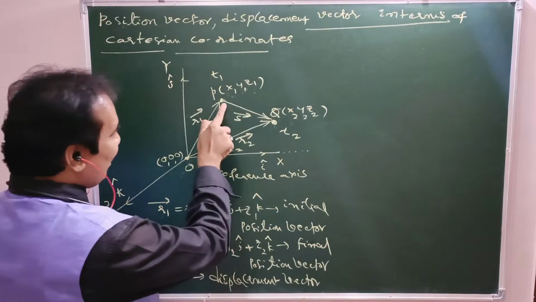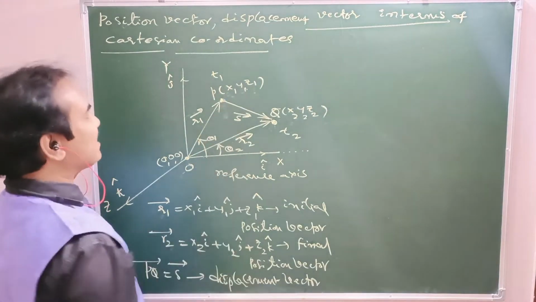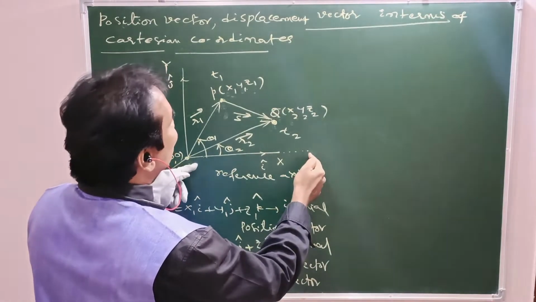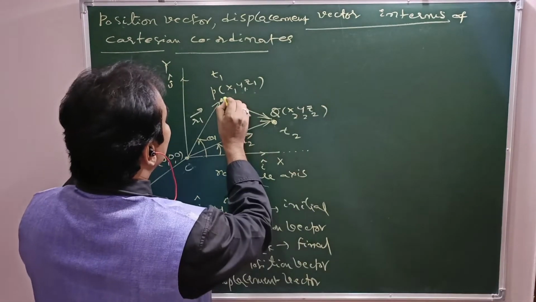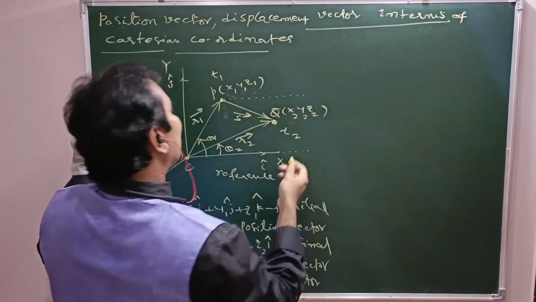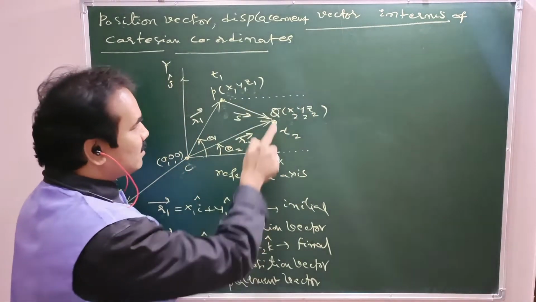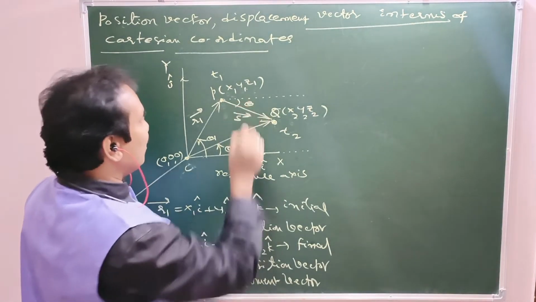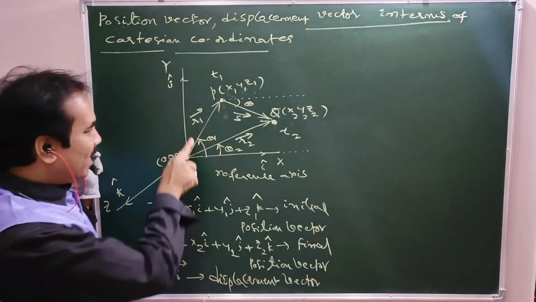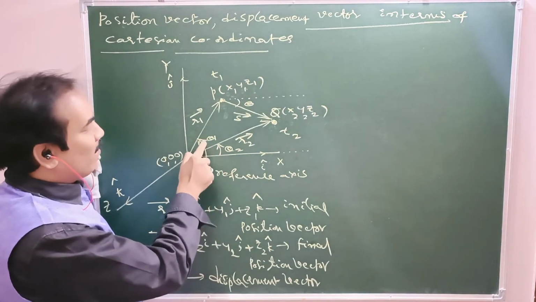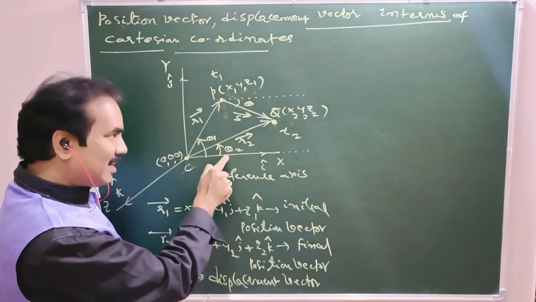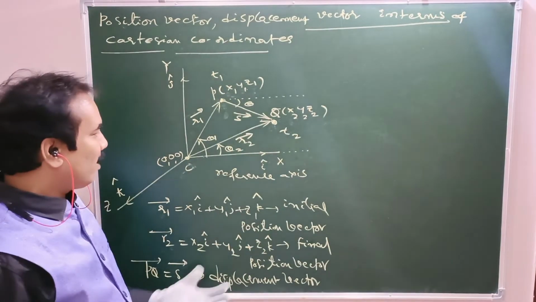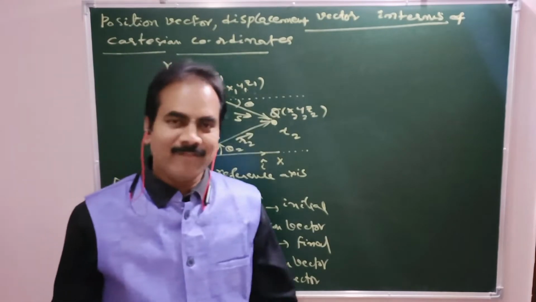Now what is the angle made by the displacement vector with the x-axis? Suppose this is the x-axis. Now shift this x-axis parallel to itself somewhere here. So this is also the x-axis, because these two are parallel to each other. Let it be theta. So the angle made by R1 bar with the x-axis is theta 1, by R2 bar with the x-axis is theta 2, and by S bar with the x-axis is theta. So that is how we have three angles made by three vectors.